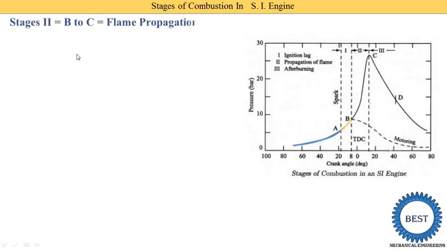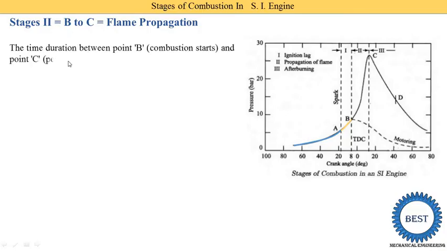Next is stage number 2, which is B to C, known as the flame propagation. During B to C, the complete combustion takes place and the flame spreads inside the cylinder. The flame is not completely generated at point B. At point B, combustion starts, but for complete combustion it requires a certain time or a certain angle of crank rotation, and the peak pressure is achieved after the TDC point. This is known as the flame propagation.